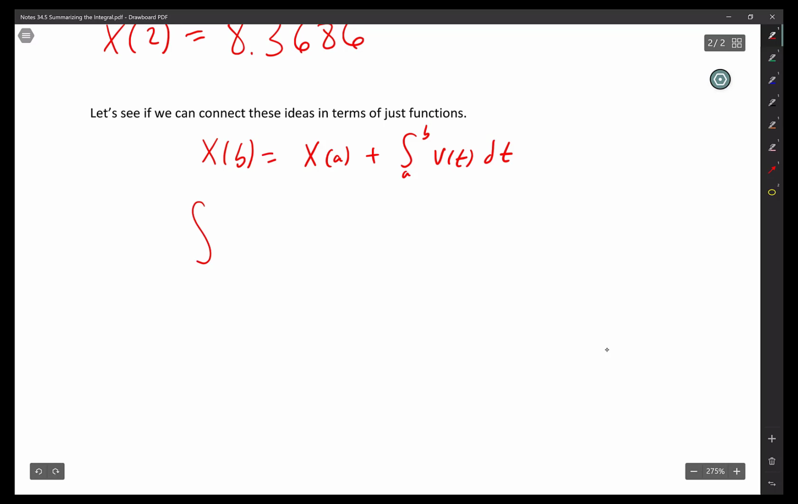What is from A to B? Notice that we just did this a little while ago, and I'm going to type in f prime of x dx. What is the antiderivative of f prime?